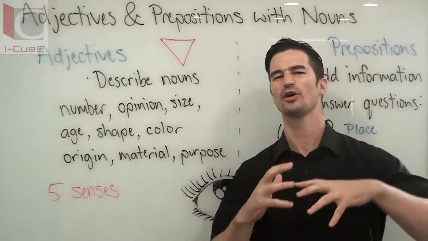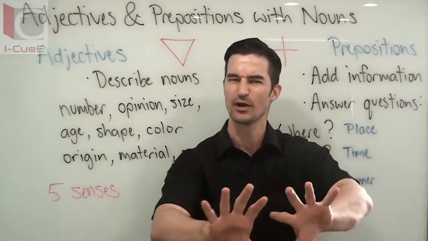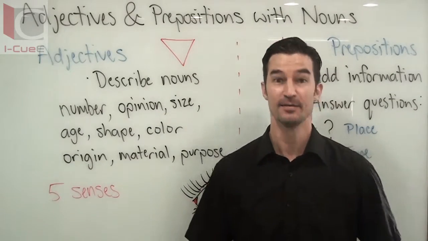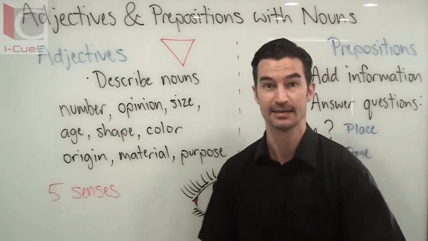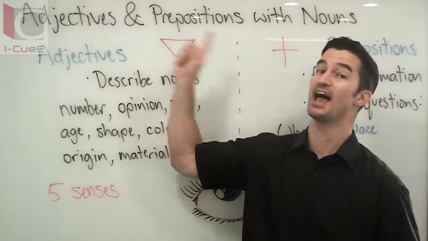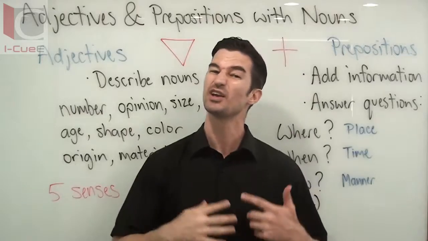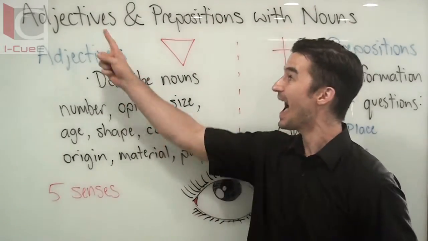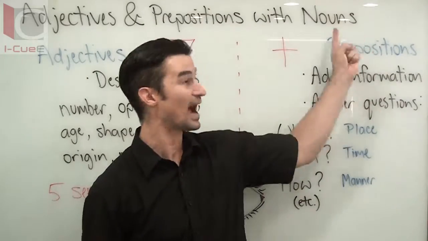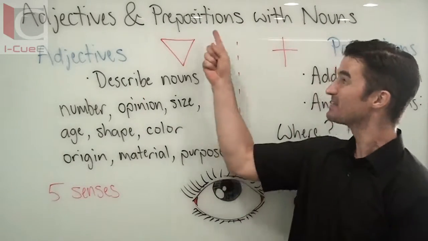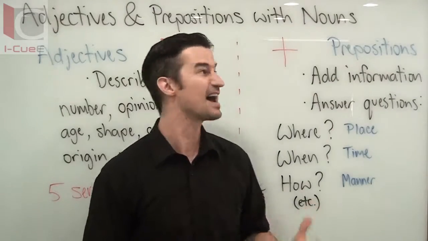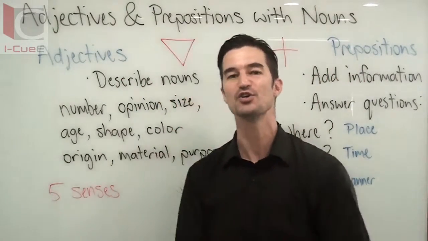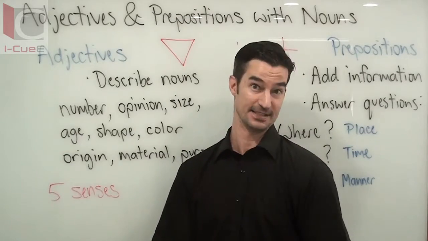Today, we are going to try and help you differentiate. That's a big word. Let's try to tell the difference between adjectives and prepositions when you're working with nouns. Because as you know, adjectives describe nouns and prepositions always have to have a noun after the preposition, and we want you to be able to tell the difference.